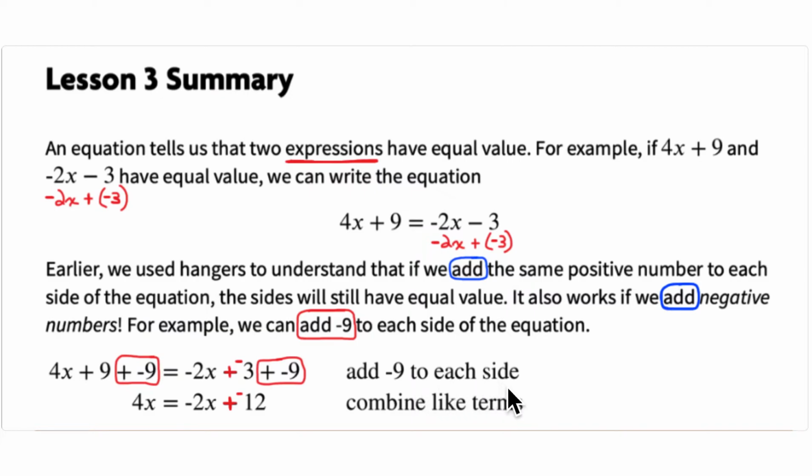So add negative 9 to each side, and combine the like terms. Each of these individual parts of an expression that are separated by addition is called a term. You can combine the terms that are alike. In this case, it's just combining numbers. So 9 plus negative 9 is 0, and negative 3 plus negative 9 is negative 12.